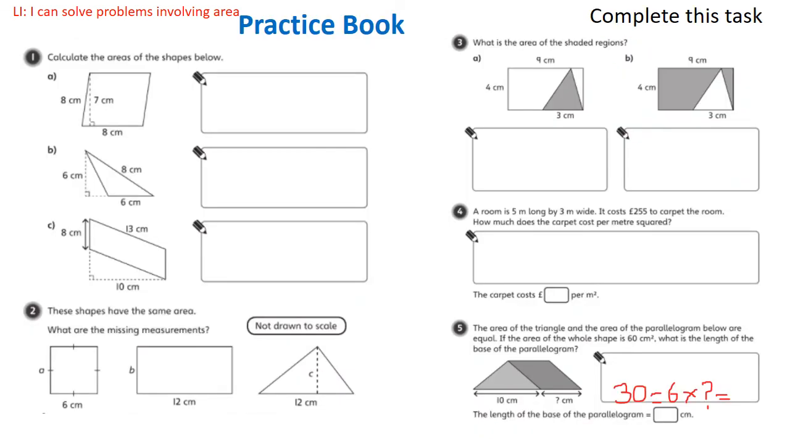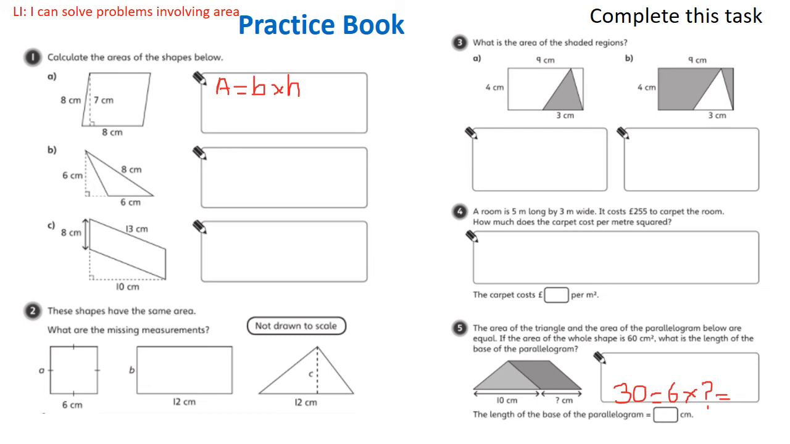Into your practice book. So on question 1, calculate the areas of the shapes. So this is a parallelogram. So we're going to do area equals base times perpendicular height. So just be careful with what you're putting in as your perpendicular height. It is the line that meets the base at right angles, not the diagonal line.